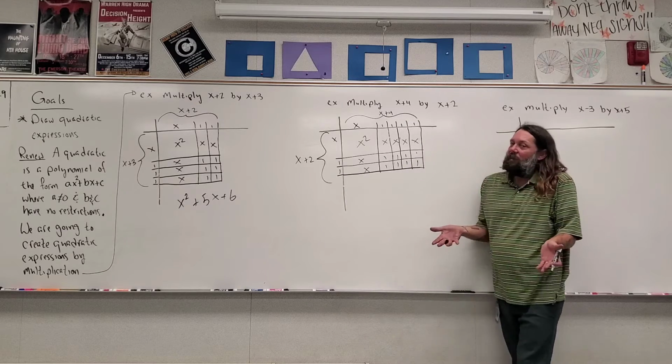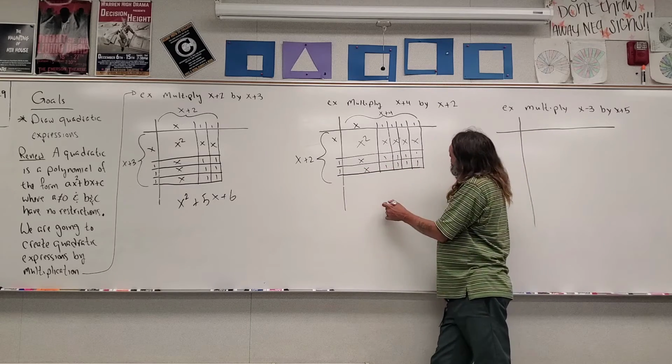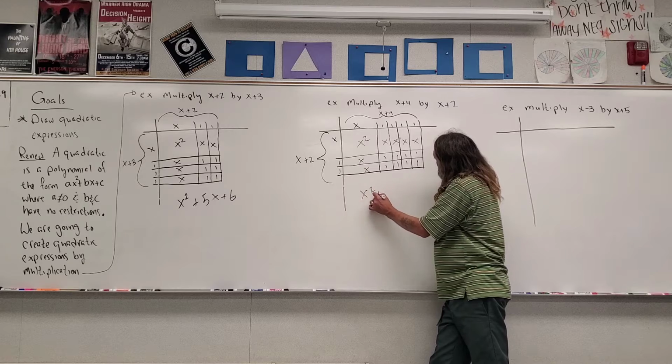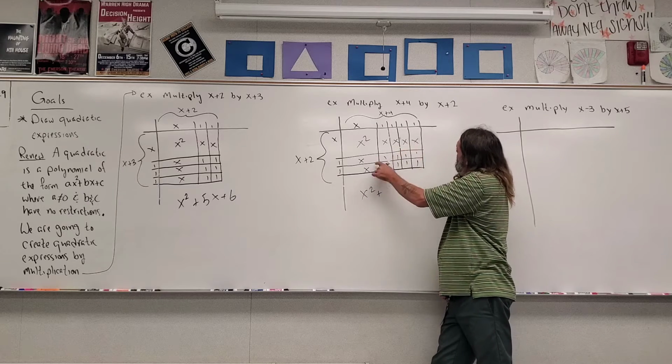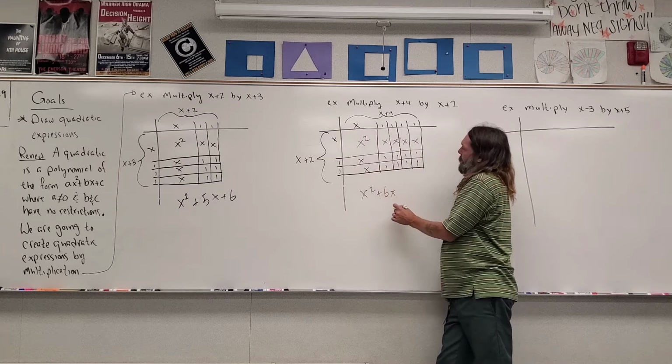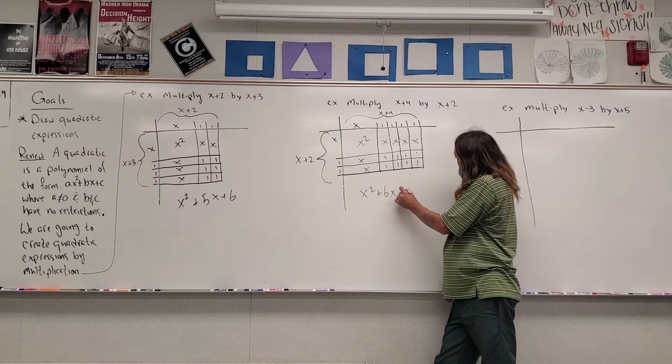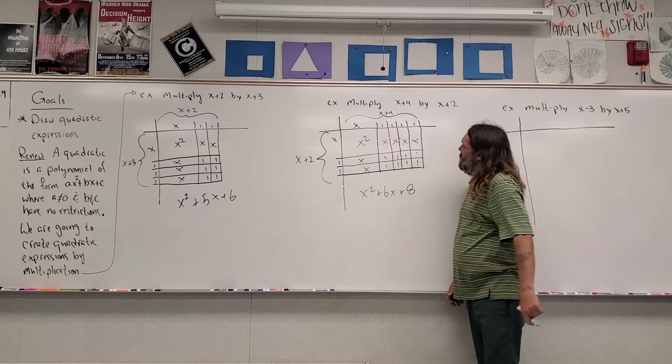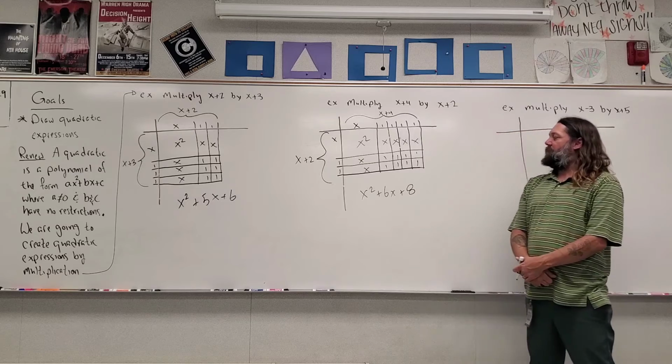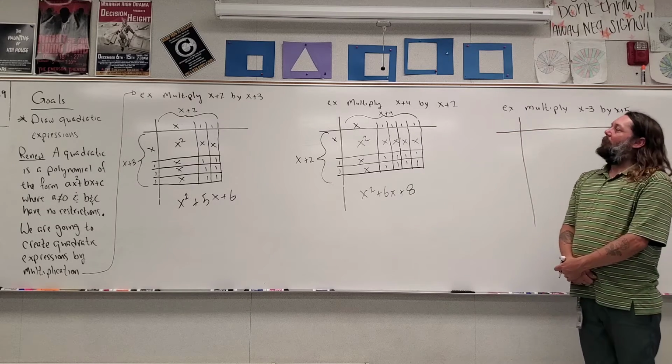So let's just count the way up. This rectangle represents x squared plus 1, 2, 3, 4, 5, 6x plus 1, 2, 3, 4, 5, 6, 7, 8. So this would be how I represent x squared plus 6x plus 8. All right. One more example.